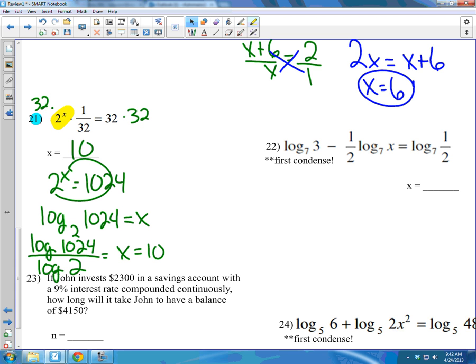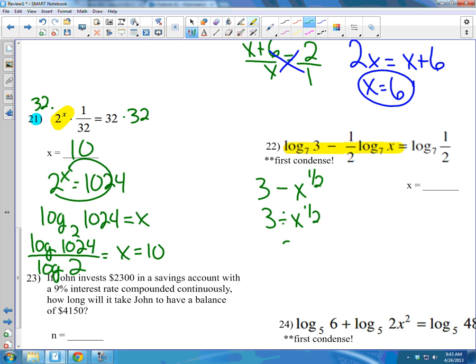I've got 2 logs on one side. There's no constant, so I won't be looping it. But I need to have it so it's 1 log on one side, 1 log on the other side, so I will need to condense this left side. So I'm going to condense this left side first, just ignoring the logs and moving that half back as an exponent. That subtraction becomes division. And now I'm going to write it as the fraction that it needs to be. And here comes the log back with the log on the other side.